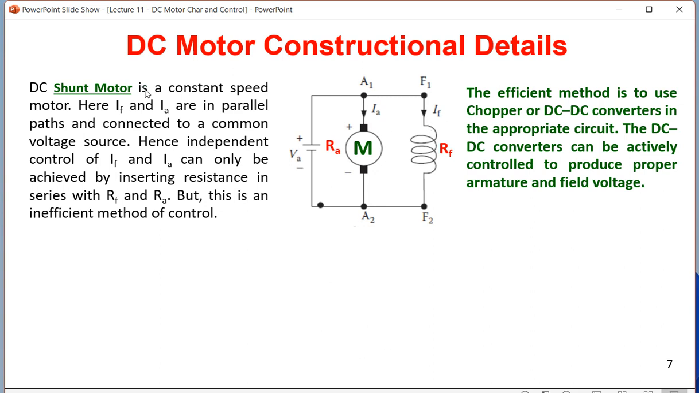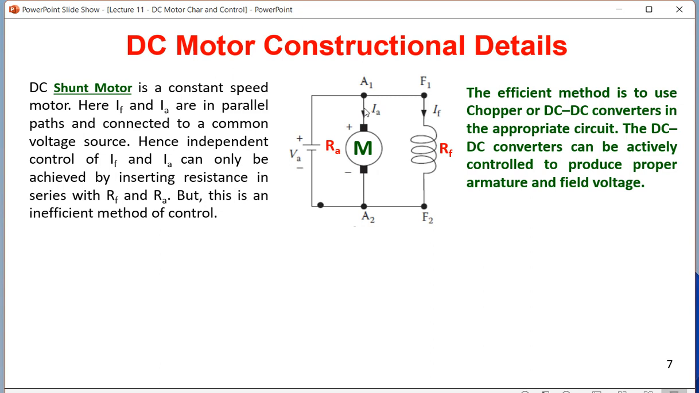So DC shunt motor is a constant speed motor. IF and IA are in parallel paths and connected to a common voltage source. Hence independent control of IF and IA is not possible here. So if you try to increase IA, automatically or indirectly that will affect IF. How do we control IA and IF? We connect some rheostats here. A rheostat is nothing but a variable resistor.